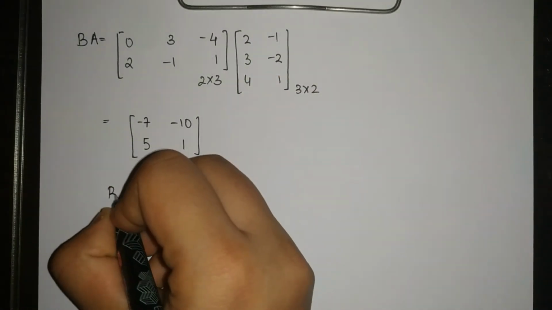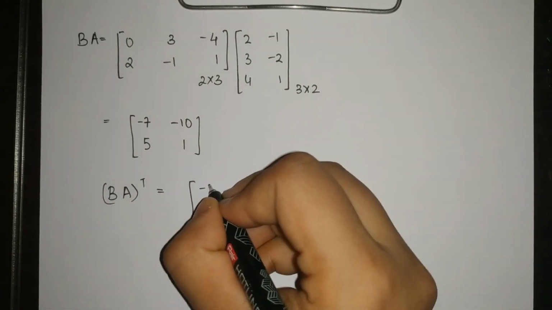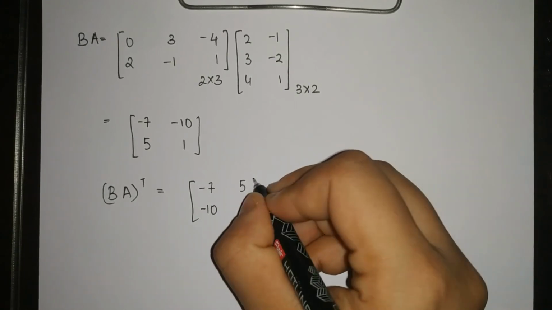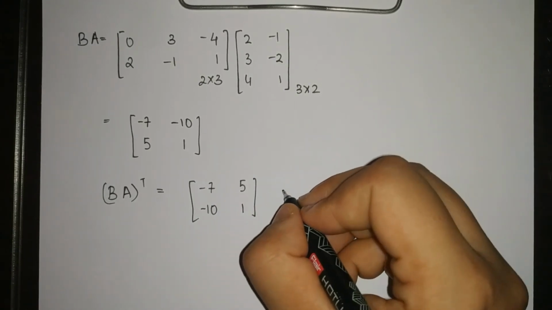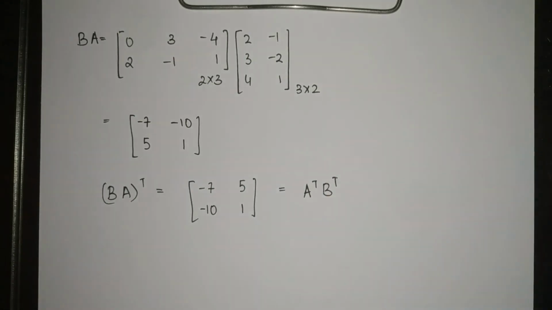Okay, and finally हमें लेना है BA transpose which is equal to, now -7 -10 कॉलम में आ जाएगा, 5 and 1. And isn't this the exact same thing what we got for A transpose into B transpose? And hence the second part is also proved. So with this we have solved the entire exercise. I hope these concepts are clear to you.